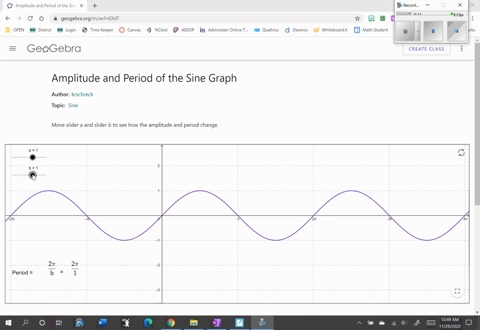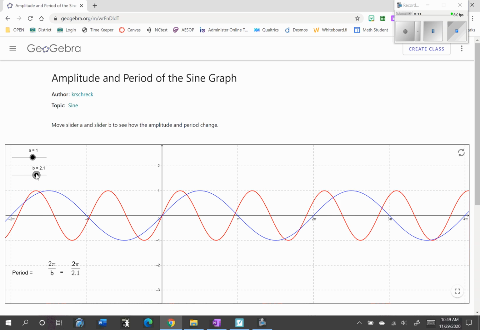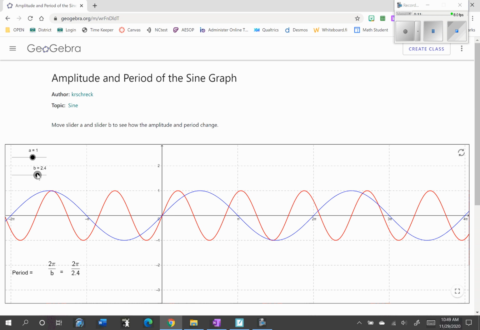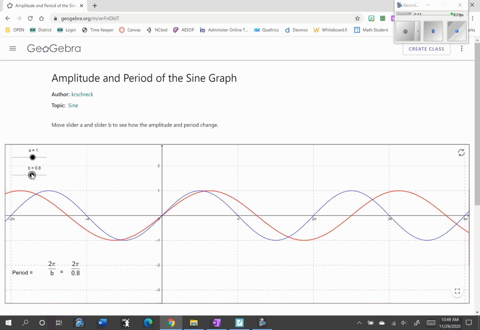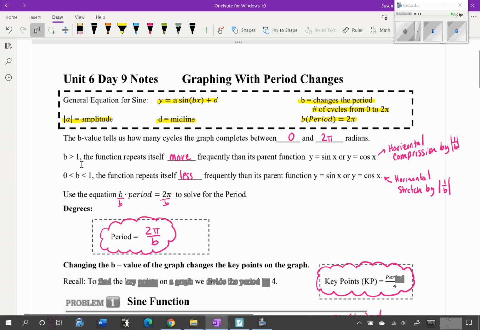So here is, again, our sine equation. So I just want to show you that if I change this b value to be a number greater than 1, notice that means that from our parent graph, which is from 0 to 2 pi, we see more waves. And when it is a number in between 0 and 1, you're going to have it with less waves. So that's why we said here, if b is greater than 1, the function repeats itself more frequently. If it's in between 0 and 1, it's going to repeat itself less frequently than the parent function.